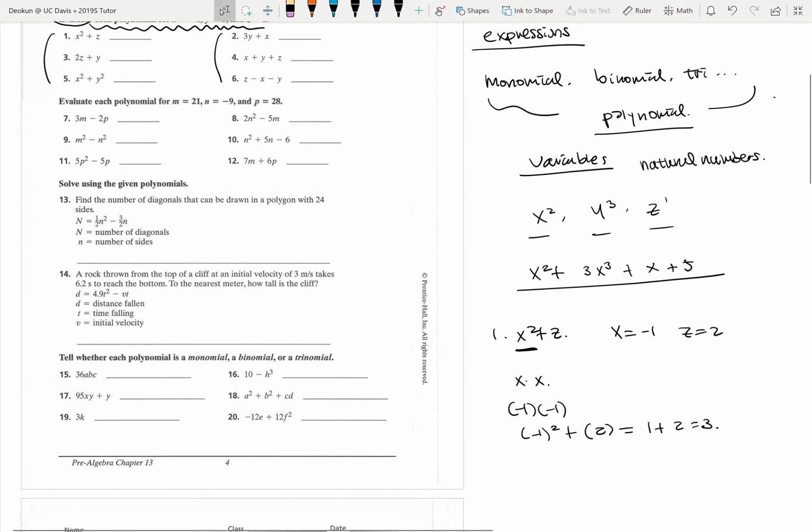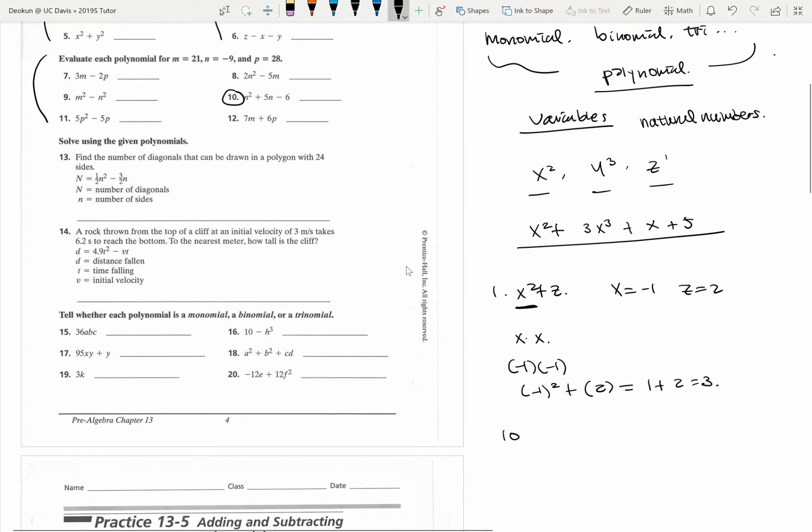Now, this part just becomes a little bit more complicated, but it is still the same thing. So let's try number 10 together. Number 10 gave you n squared plus 5n minus 6 when n is equal to -9. And we do not need any other numbers like m or p because our expression or polynomial only has n in it. So it is (-9) squared plus 5 times (-9) minus 6.